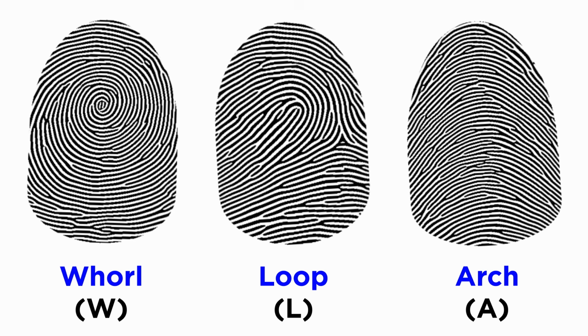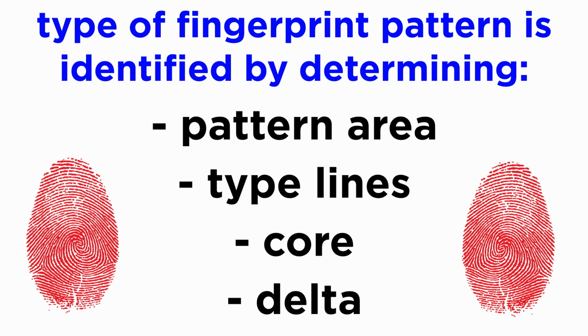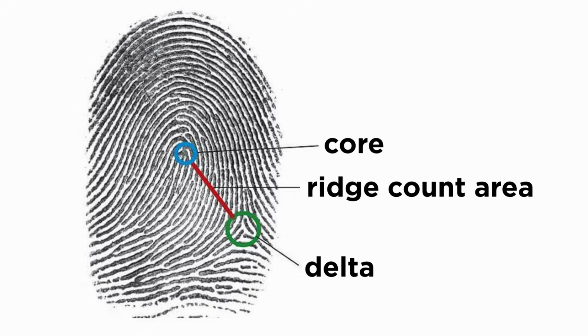But before that, we need to familiarize ourselves with a few terms. These terms will assist us in defining a pattern. The type of fingerprint pattern is generally identified by determining the pattern area, the type lines, the core, and the delta of the fingerprint. What are these terms? Let us find out by looking at a particular fingerprint pattern.